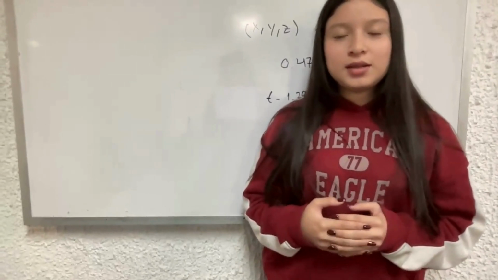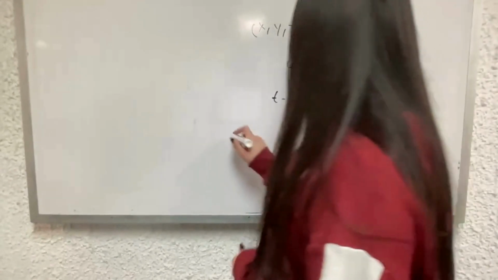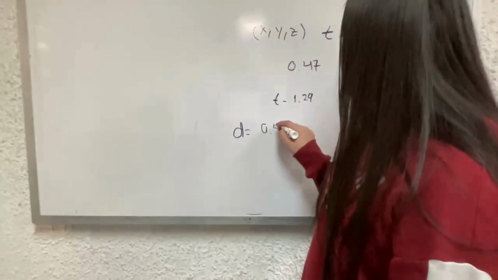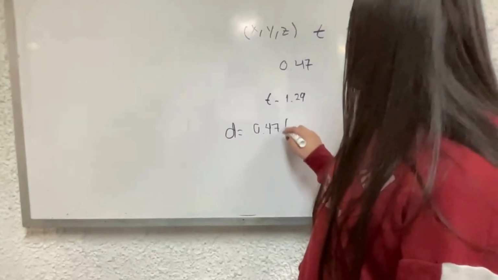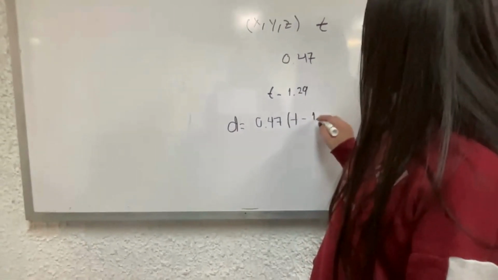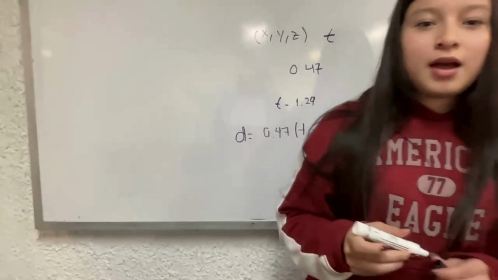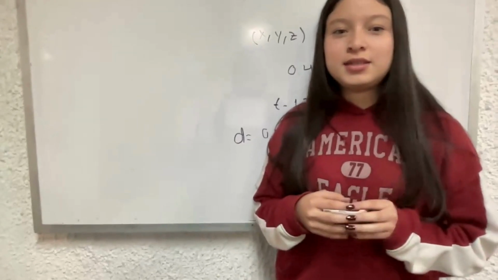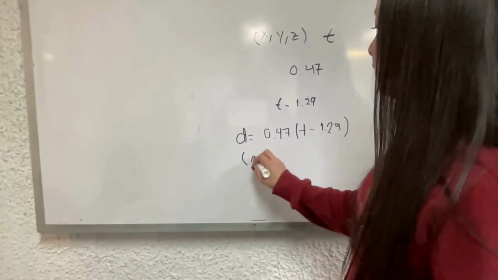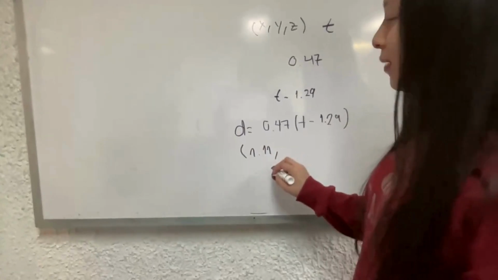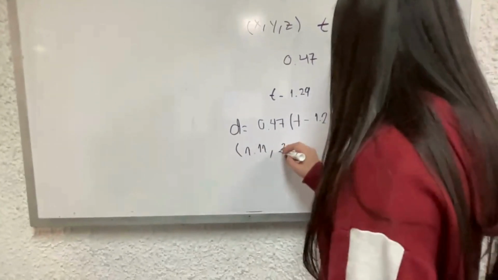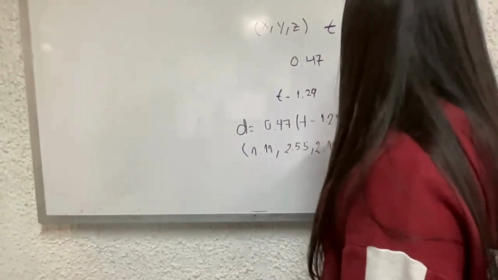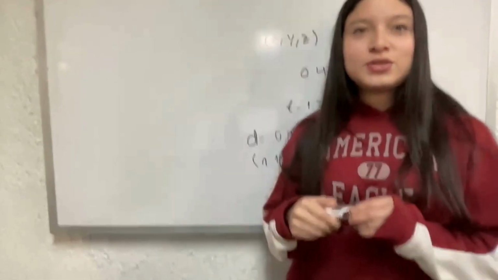The distance is equal to the speed multiplied by the time, so we will have the following equation: the distance is equal to 0.47 multiplied by t minus 1.29. And another way to express the distance in terms of x, y, and z and the position of the satellite will be, in this case, 1.11, 2.55, and for z it will be 2.14, with the use of the formula.